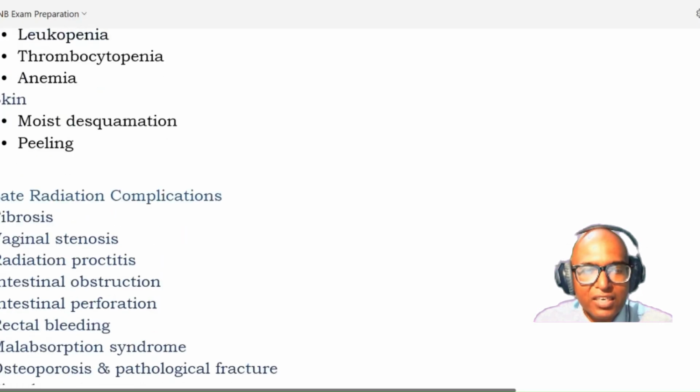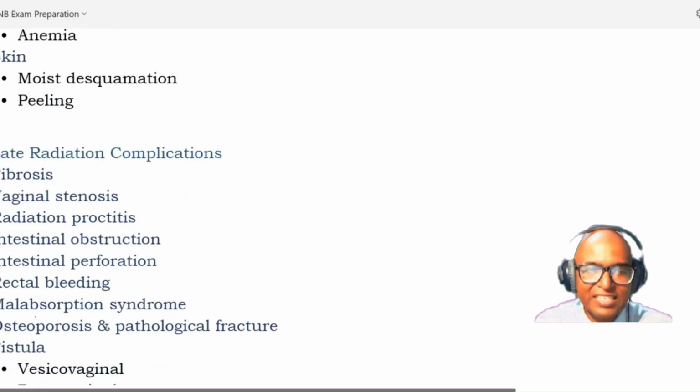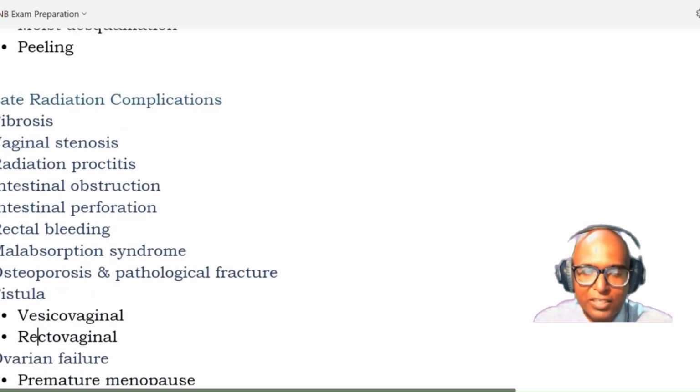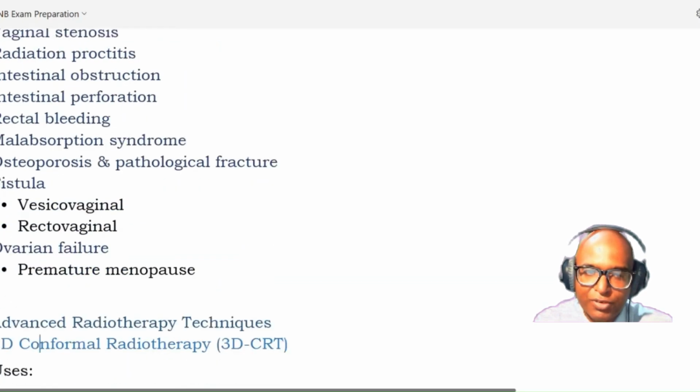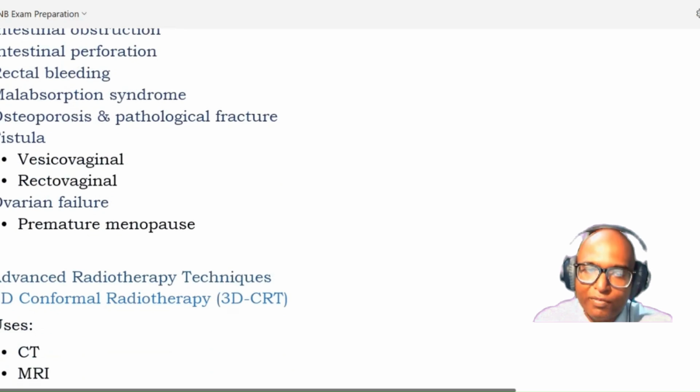Okay, then there are certain late radiation complications. This is mainly because of the fibrosis. First, there is an inflammation, then there is a fibrosis. Okay, there will be vaginal stenosis, radiation proctitis, intestinal obstruction, intestinal perforation, rectal bleeding, malabsorption syndrome, osteoporosis, pathological fracture, and there can be fistulas such as vesicovaginal fistula, rectovaginal fistula, and there can be ovarian failure leading to premature menopause. So these are the early and the late complications of the radiotherapy.